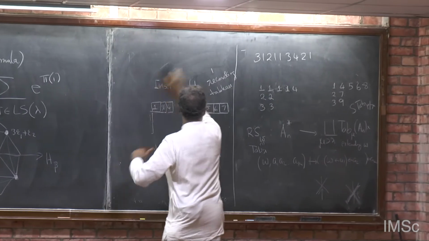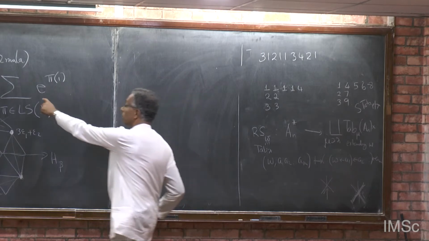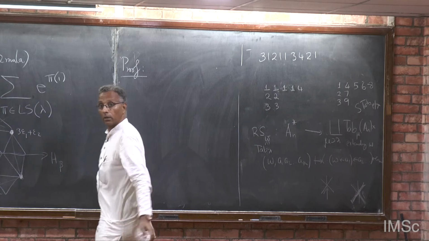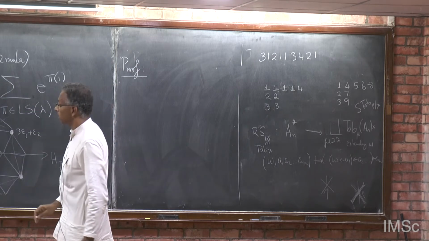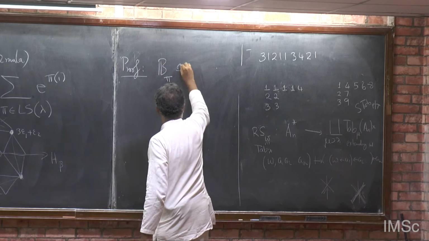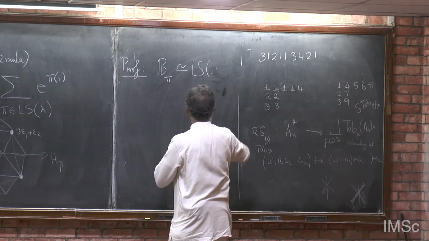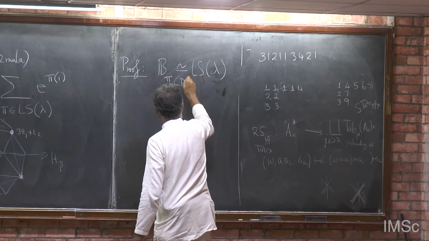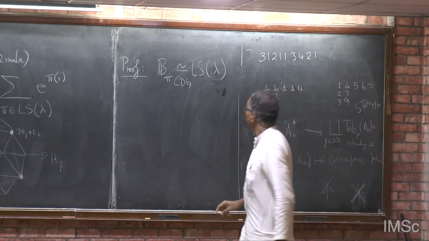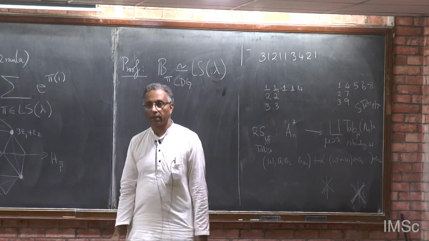So please tell me the proof of this corollary. What's the proof of this corollary? Right, B pi and L s lambda are color directed graph isomorphic. Which means that they have the same character.